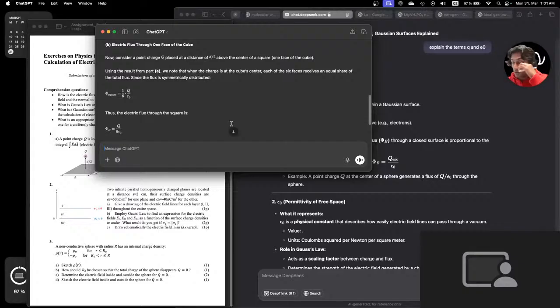That is interesting. The cube has 6 faces. Really? The cube has 6 goddamn faces.